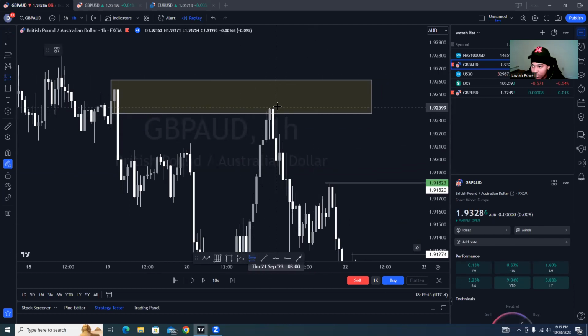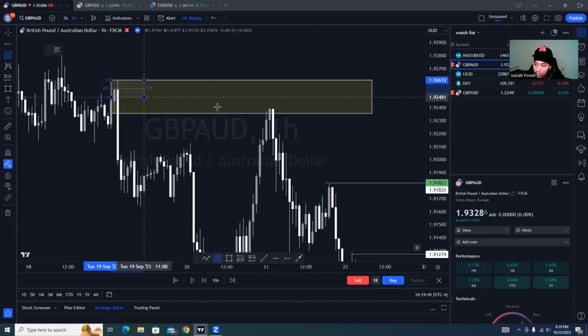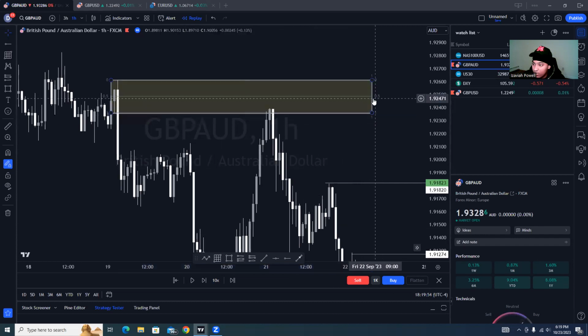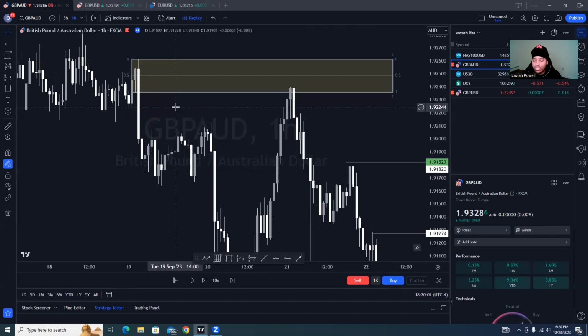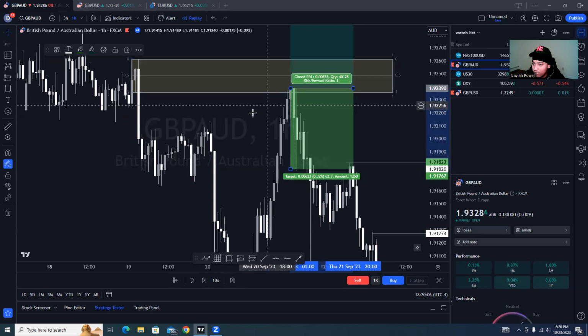Typically, I like to enter depending, sometimes I'll get in at 50% of the supply or the demand, or sometimes I get in at 25%. So if I know this is 50%, I'm splitting this 50% in half, and 25 is right around here, just like that, right? So I'm getting in around 25% filled within the supply. So my entry would be just about right here. That's actually pretty good.